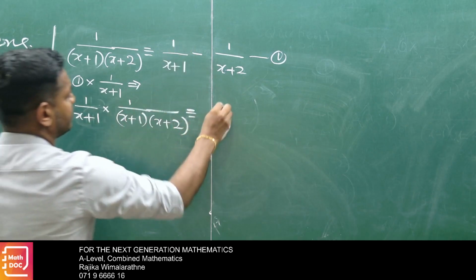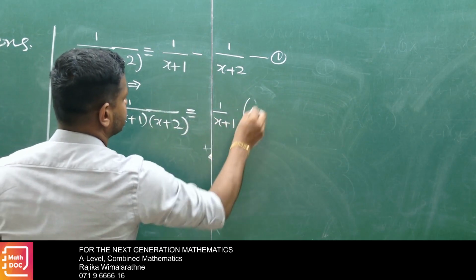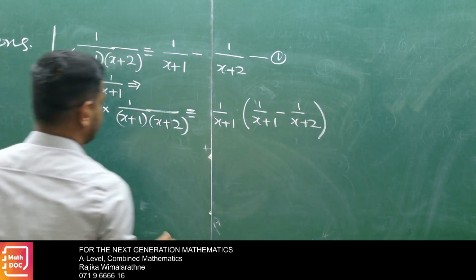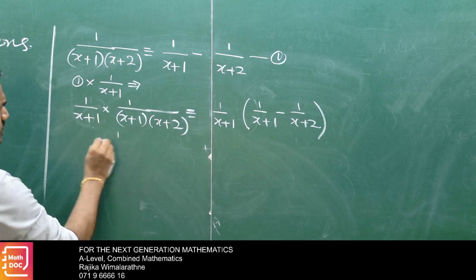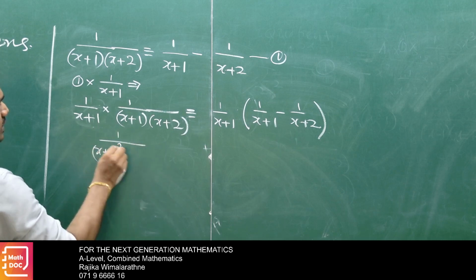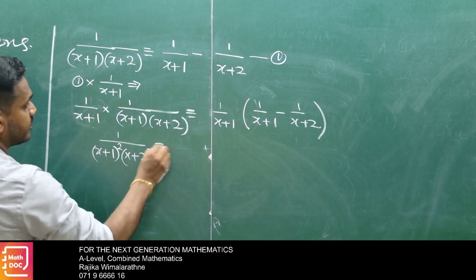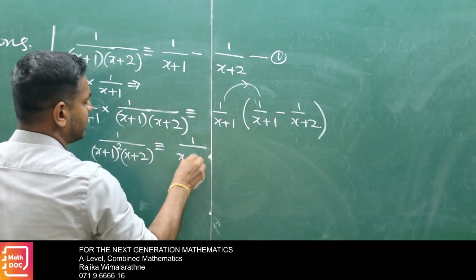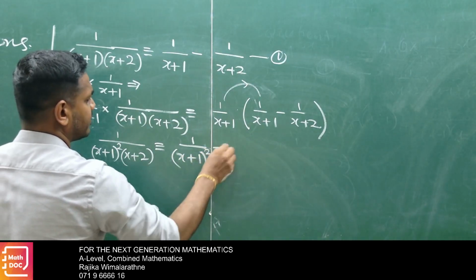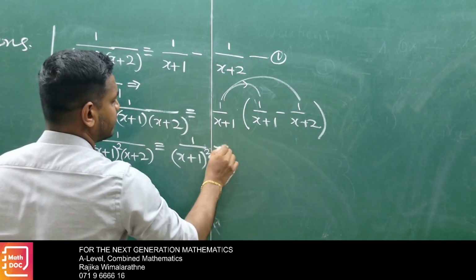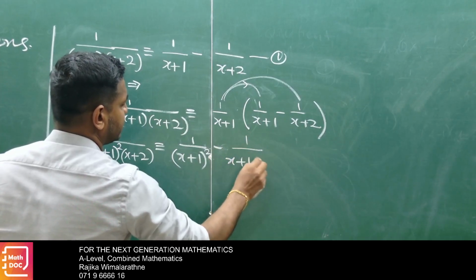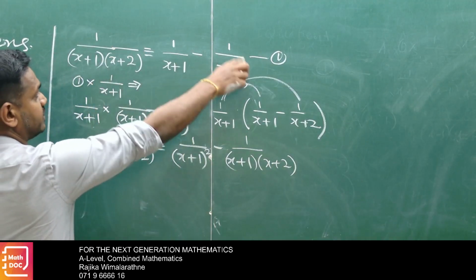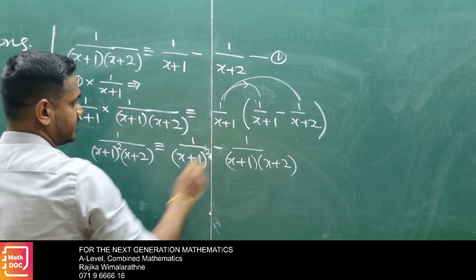Then here this one, 1 over x plus 1 times (1 over x plus 1 minus 1 over x plus 2). Now when you couple these two, x plus 1 squared, x plus 2, expand this bracket: 1 over x plus 1 squared plus minus 1 over (x plus 1)(x plus 2). Then further we know the partial fraction of this. Then you replace that here.